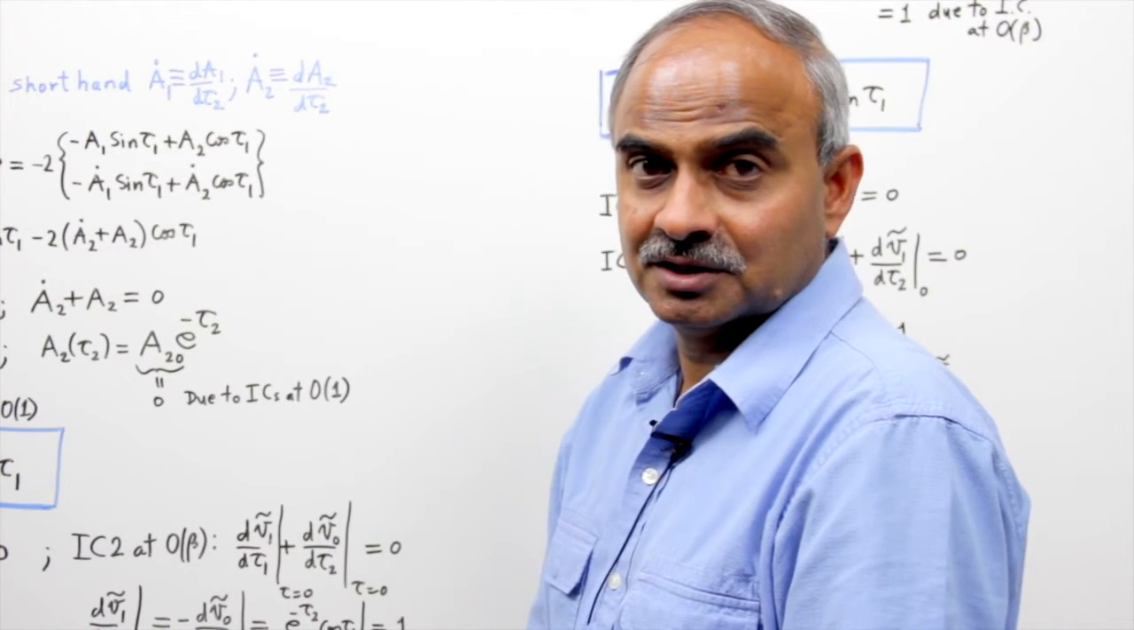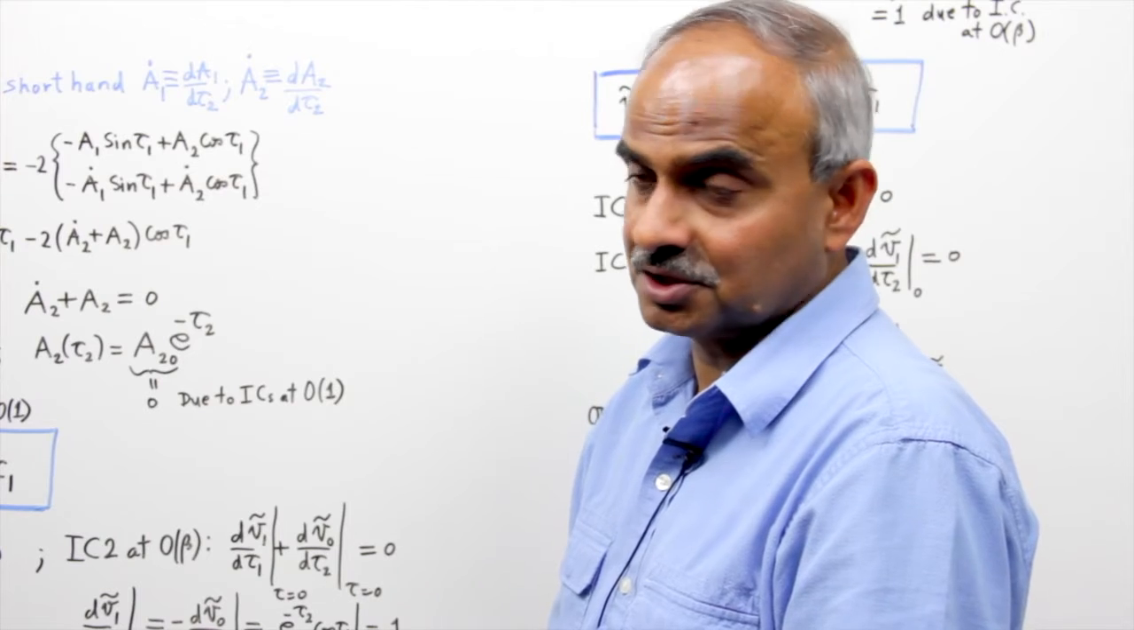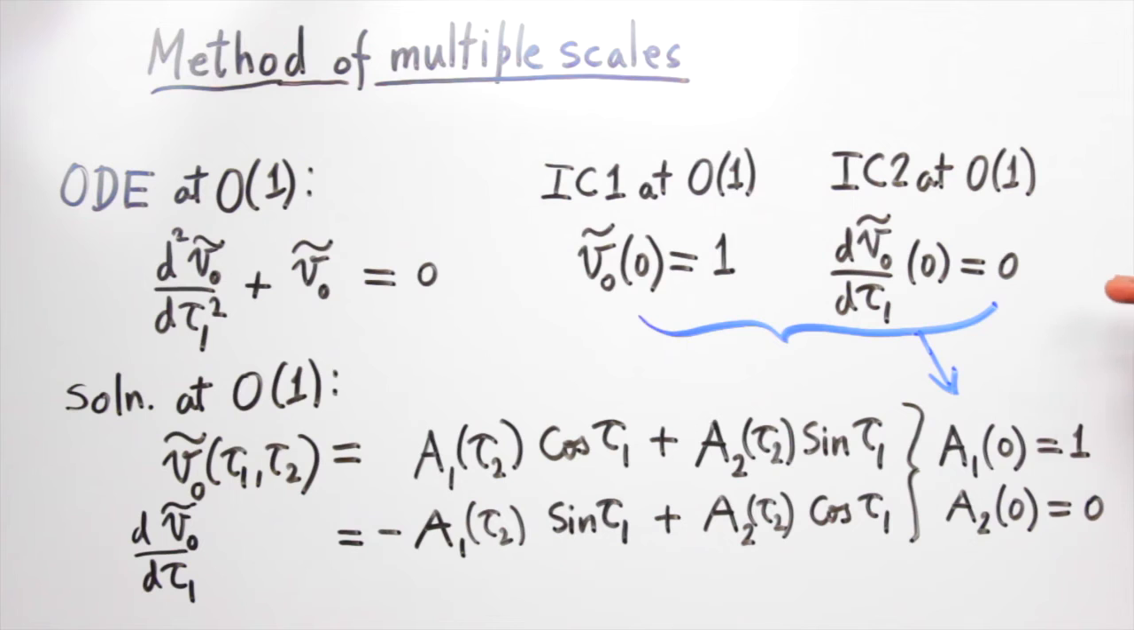So let's apply all the expansions that we had just calculated to the differential equation and initial conditions. Looking at the problem at the leading order, at order 1, we have a very simple differential equation: a second time derivative with respect to fast time, plus v0 tilde equal to 0. No forcing term and no damping here. At leading order, since damping is very small, we have the undamped oscillation problem.